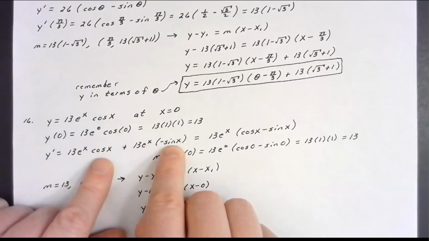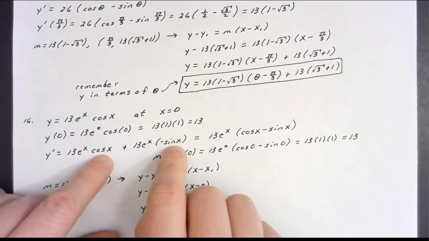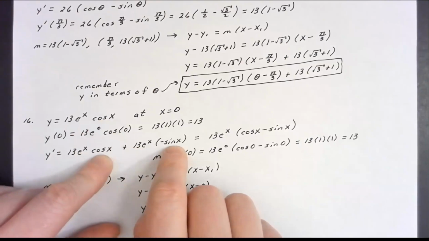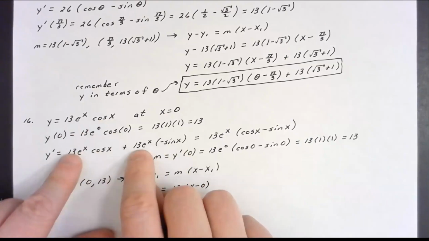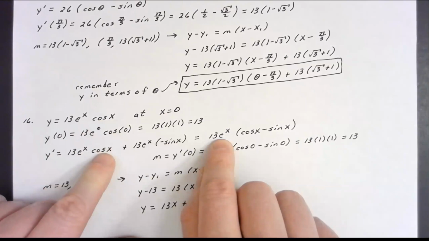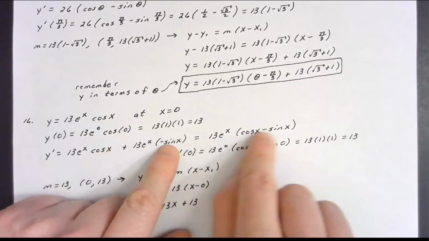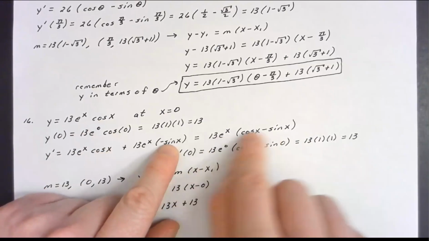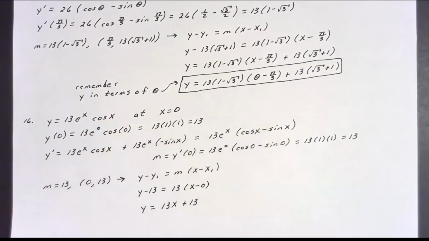So now that I have my correct derivative, I would prefer to go ahead and factor it. You could say both terms have the common factor of 13e to the x. When you factor that out, you'll be left with cosine x minus sine x. So this is my simplified, factored first derivative.